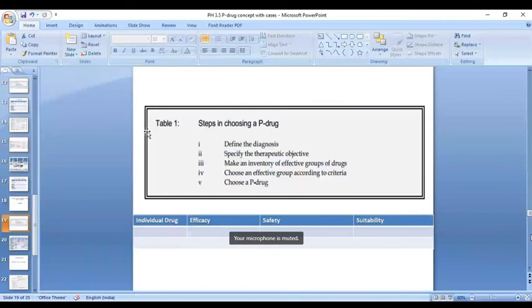Now, we have selected the P group. The P group is nitrate. Now, as we know, there are different kinds of nitrate. We have glycerin nitrate, glycerin mononitrate, and dinitrates and all that. So among that group, which drug to be chosen for that particular patient, right?